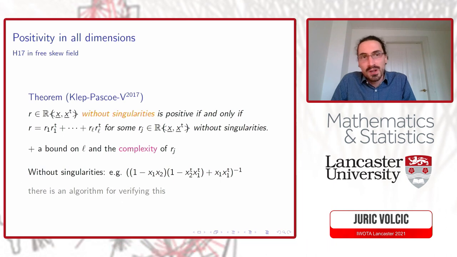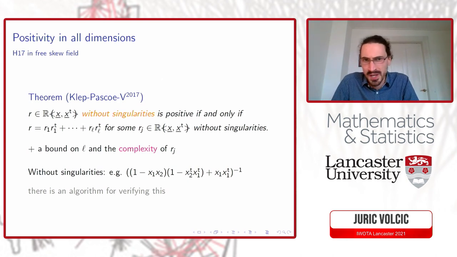Now we can go further on. We can now say, well, but what happens for non-commutative rational functions? And the first step in this direction was done for functions without singularities. So we proved that if I have a rational function without singularities, then it's positive if and only if it can be written as a sum of Hermitian squares of functions without singularities. The important thing here is that even though we deal with NC rational functions, so they are much more complicated objects than non-commutative polynomials, we nevertheless get a bound on L and we get a bound on the complexity of the terms.